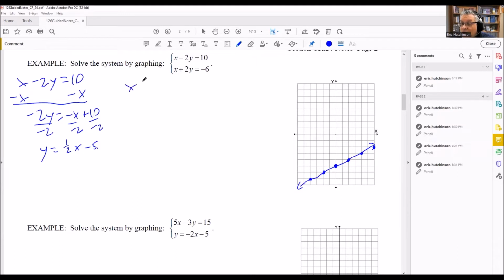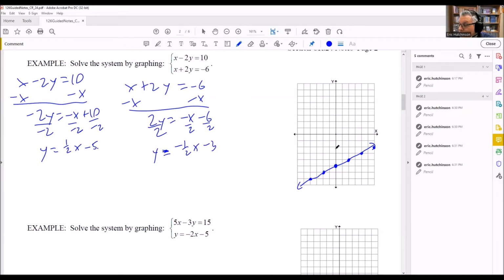We're going to do the same thing with the second equation. I want to get y by itself, so I'm going to subtract x from both sides. So I get negative x minus 6. I always put the x first because it's got to be in the y equals mx plus b form. Divide everything by 2, and we get y is equal to negative 1/2 x minus 3.